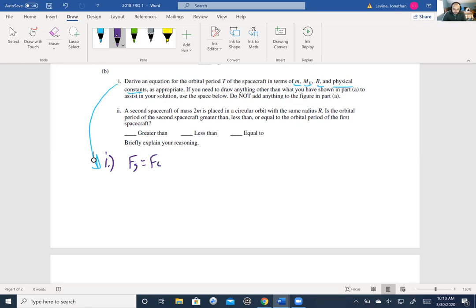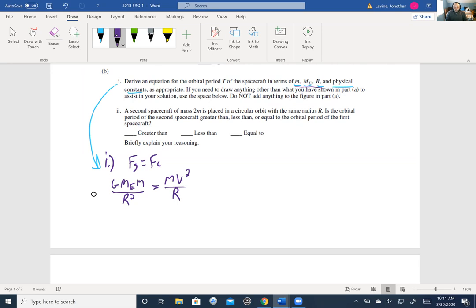F_G is really G, m_E, m, all over capital R squared: G m1 m2 over r squared. I'm just using the physical constants that we highlighted here in teal, the ones mentioned within the problem. Then we know that F_c is really just little m times v squared over r.